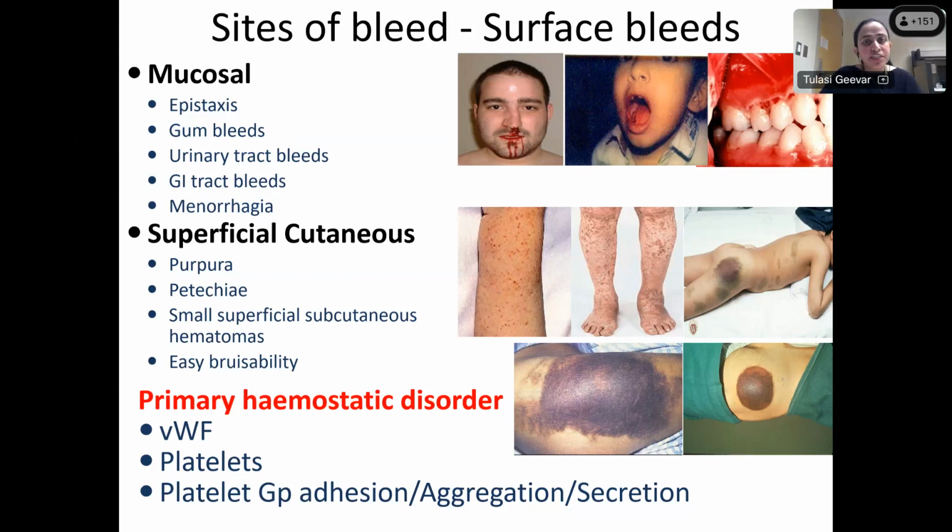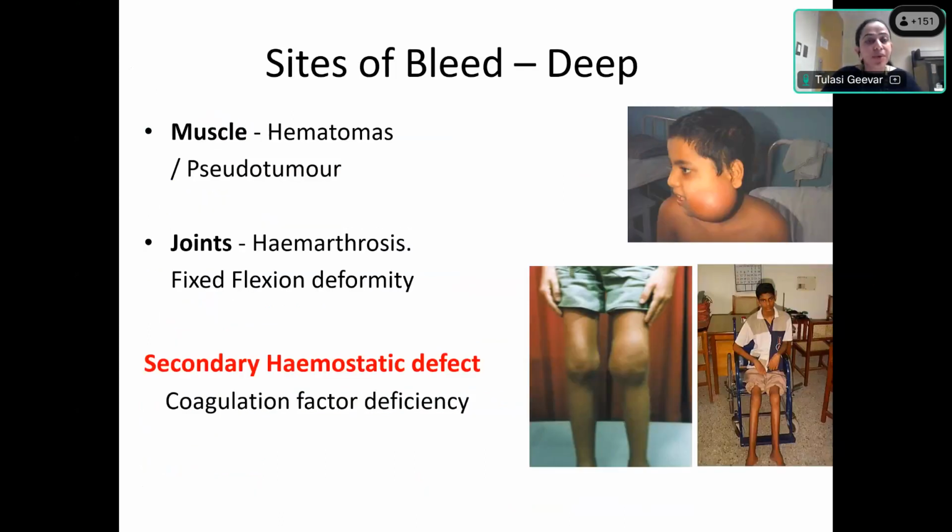While deep bleeds can be bleeding into the muscle, that is muscle hematomas or pseudotumor formation, or joint bleeding like hemarthrosis causing fixed flexion deformity. It's typically seen in coagulation factor deficiencies like hemophilia A and B.